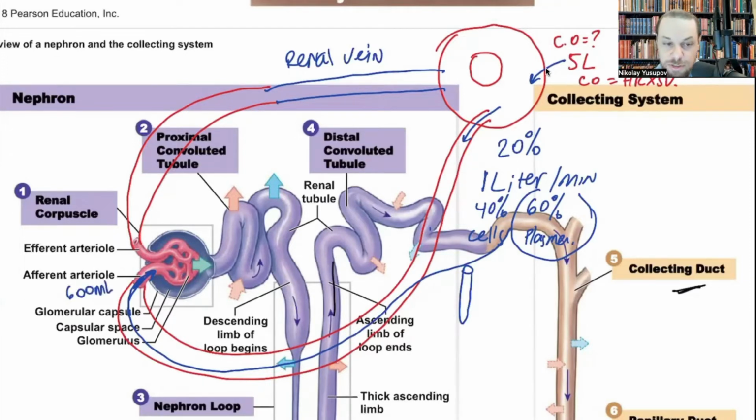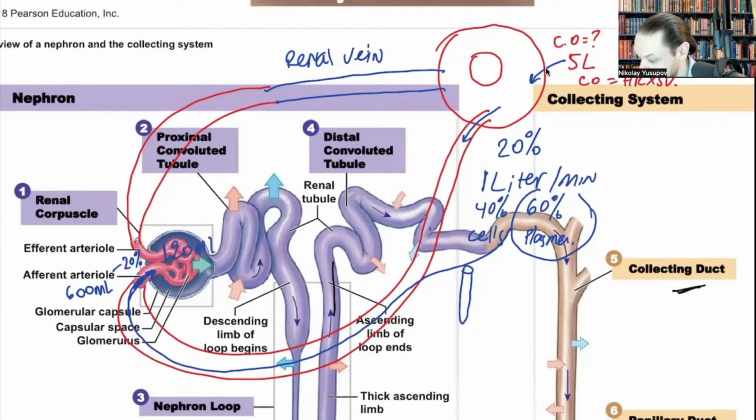Right? 600 ml is going to come here. But because the flow's so fast, 1 liter per minute, 60% of it is plasma. So 600 ml. Truly speaking, again, only 20% ends up going into your glomerulus every minute. So 20% of 600 ml is about 120 ml.